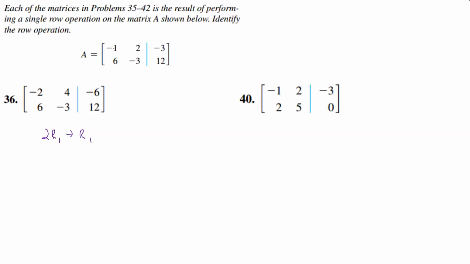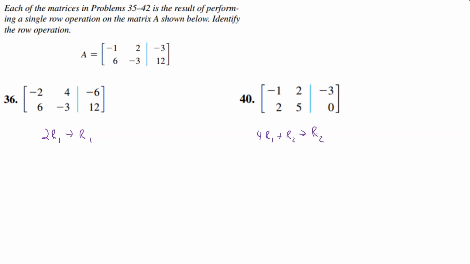Now for 40, what did we do? Well, it looks like the first row is the same. The second row, that one's a little bit different. So that's a little bit trickier. It looks like we're going to have to take 4 times row 1, add that to row 2.